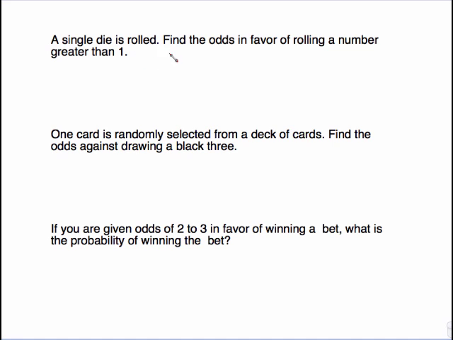A single die is rolled. Find the odds in favor of rolling a number greater than 1. Okay, so here's my sample space. How many of those numbers are greater than 1? All of those. So odds in favor, that's my win over my lose. How many ways can I win? I can win 5 ways. How many ways can I lose? Just that one right there. So it could be the fraction 5 over 1 or 5:1.